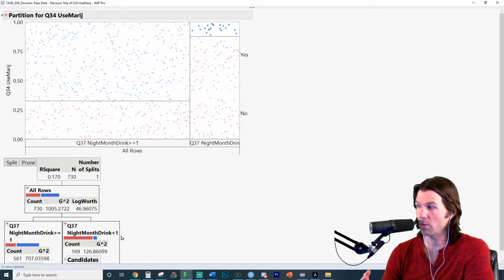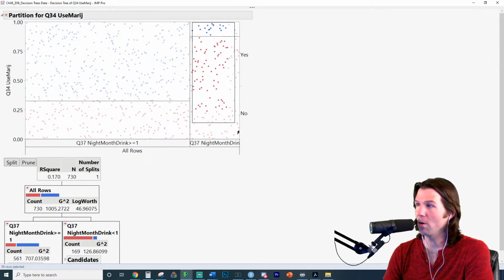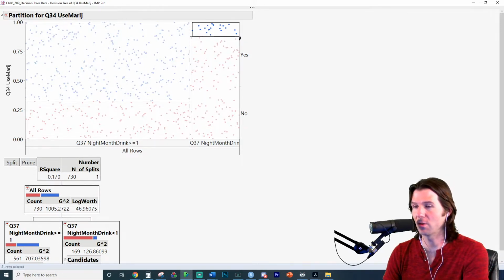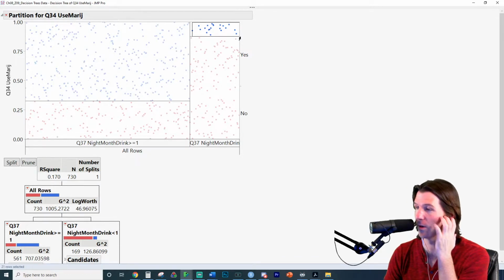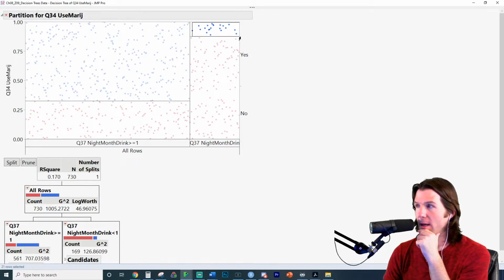So what do you think basically describes these people? These are people who do what? Their nights a month that they drink are less than 1. So these people as a whole are less likely to use marijuana. Have these people up here used marijuana? Have these people right here? So as a whole, that group is less likely to use marijuana. That is true.